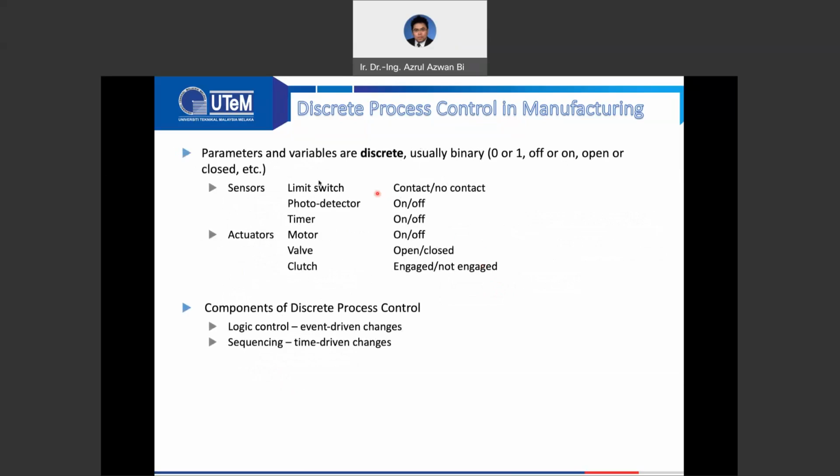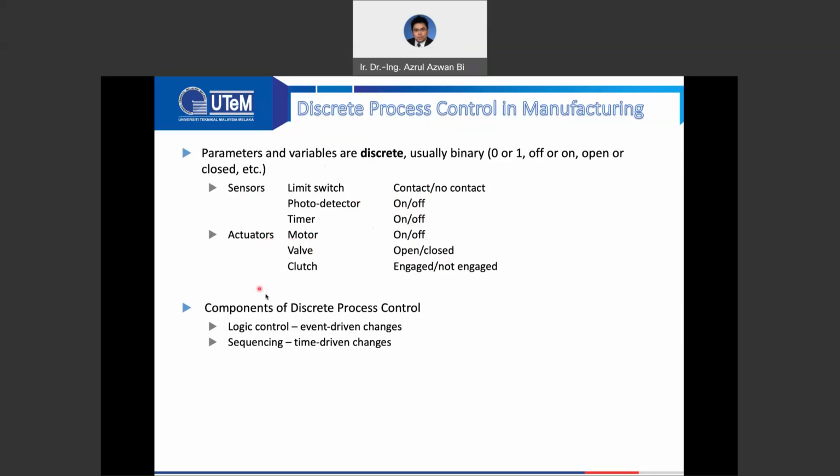So we can say that in discrete process control, all the parameters and variables are discrete, usually binary, 0 or 1, off or on, open or close. For example, for a sensor, we have a limit switch, contact, no contact, photo detector on off, timer on off. Motor, which is an actuator, valve, clutch on off, open close, or engage no engagement.